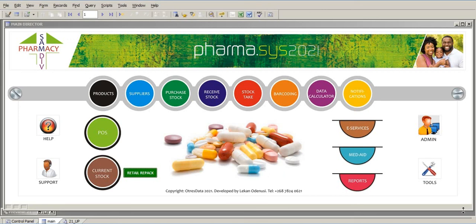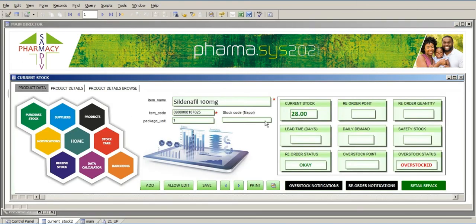Welcome back. Before we look at data calculator, I want us to look at current stock so that we understand what data calculator really is. Let's click on current stock. Now in current stock, we have some data here or spaces for data that helps us to manage our inventory properly. The only one that is filled here is current stock. It shows us the number that we have in stock, but there are other data that are here.